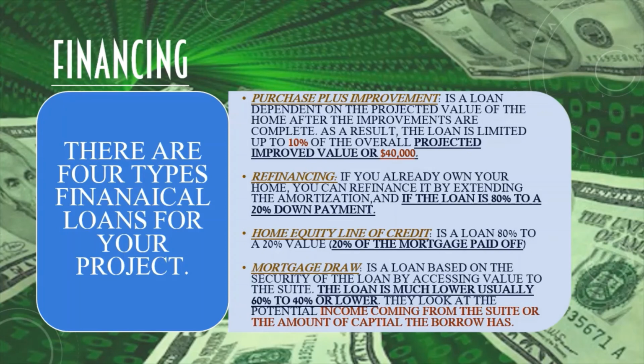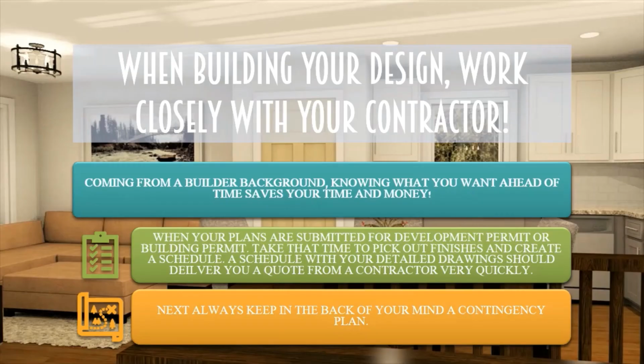The next type of loan is refinancing, where you change the amortization of your loan, and it's a loan of 80 to 20% down payment. The home equity line of credit is a loan that is based on how much of your mortgage is already paid off, and then the mortgage draw. Now these are harder loans to obtain, but these loans are dependent on how much income the suite is going to bring in, or how much capital is placed up front from the borrower.